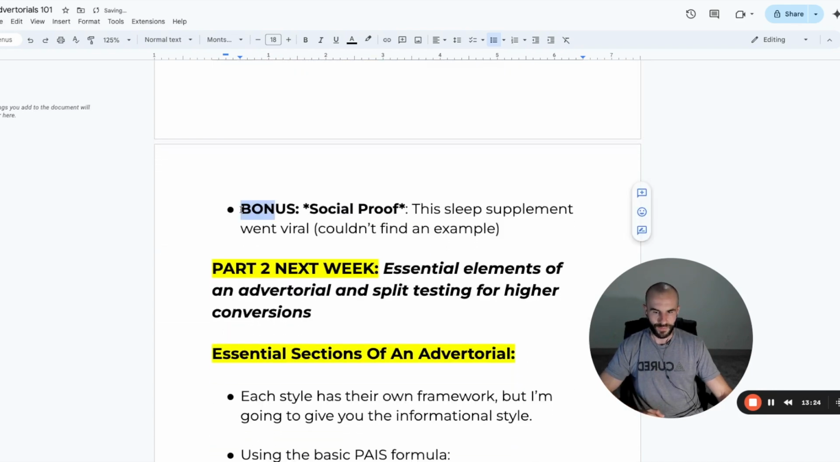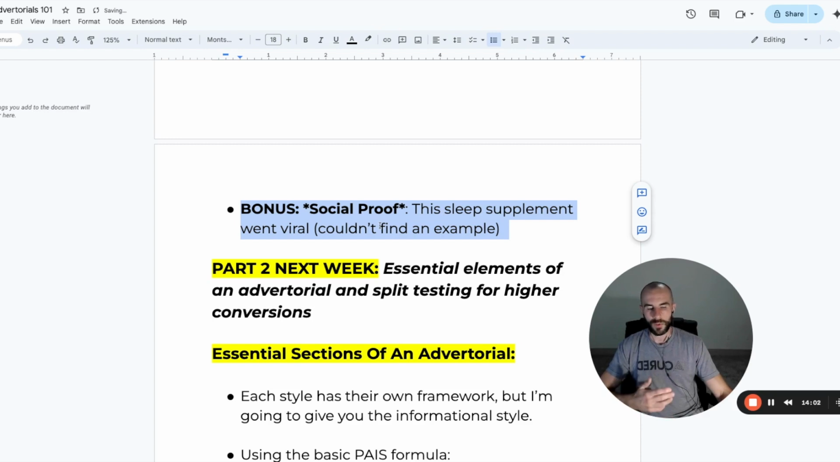And then last, we have kind of our bonus social proof style of advertorial. So, this sleep supplement went viral. Again, it is mostly about something being popular, something going viral. All these people are switching to using this because it's such a great supplement, all these kinds of things. Couldn't find an example of it because I needed to whip this video up a little bit quicker than normal. I looked around, couldn't find one, but this is a bonus one. And you'll see these around, 2 million people have switched to using these laundry detergent sheets. Here's why. And then it goes into a listicle or something along those lines.